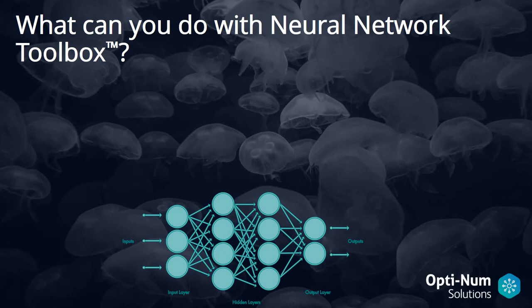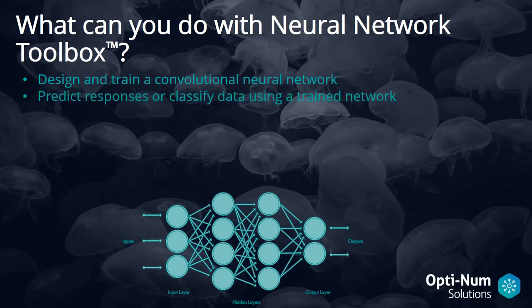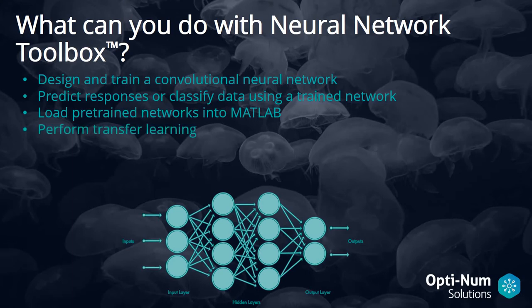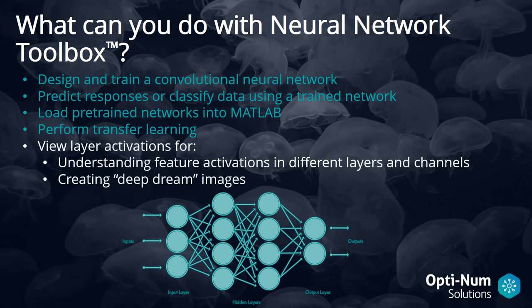So what can you do with Neural Network Toolbox in MATLAB? You can design and train a convolutional neural network. You can predict responses or classify data using this trained network. You can also load pre-trained networks or perform transfer learning. Something else you can do is use the activations function to view layer activations for understanding different feature activations in different layers and channels. You can also use the same concept to create deep dream images, which we're going to look at later.